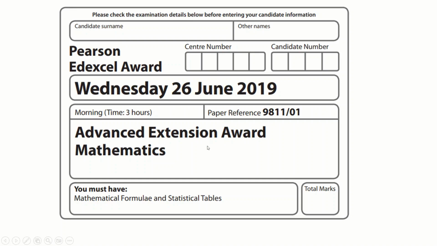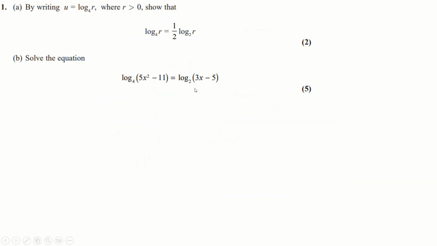This is the Advanced Succession Award from 2019. Let's just go into it. We're supposed to prove this thing. Now, you can use change of base law. I didn't know that you could do that because I thought in a show that question you have to do it properly. Change of base law, by the way, is this.